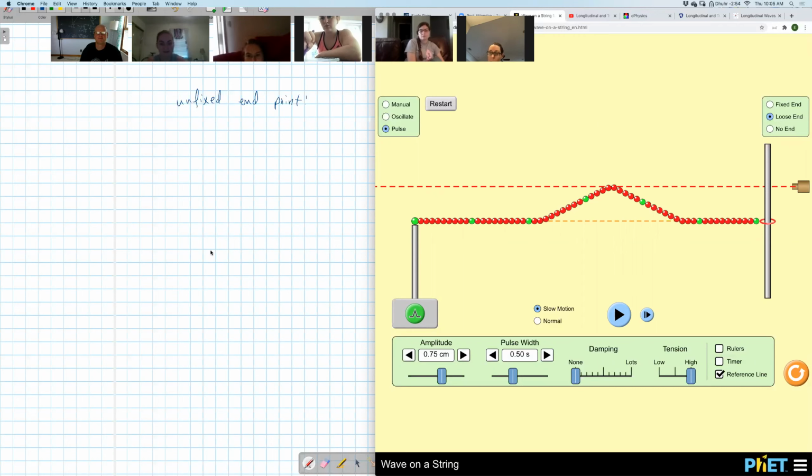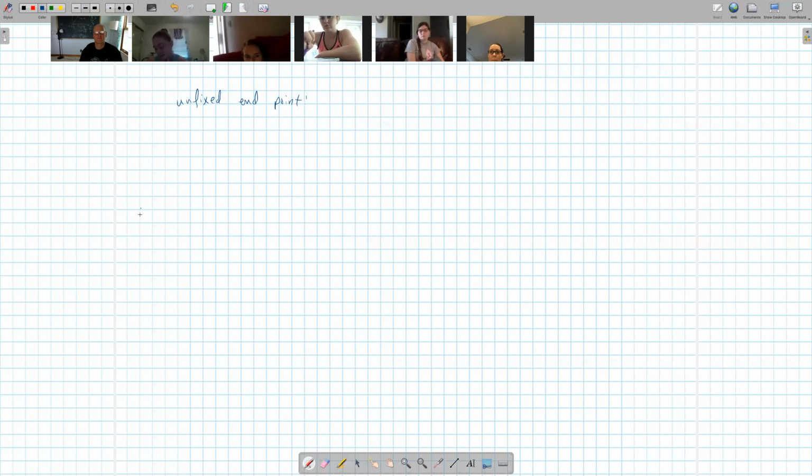The reflected wave is in phase with the original. Good. So here we go. But the endpoint went past the maximum before it came back. Good. So we have the reflected wave is in phase with the original.